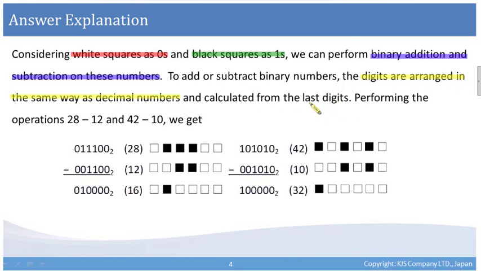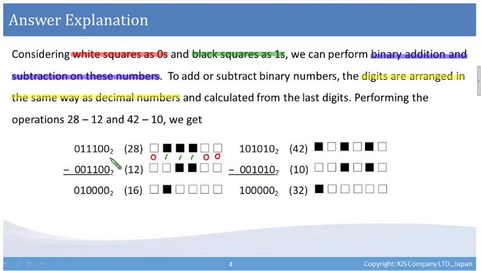So let's perform the operations 28 take away 12 and 42 take away 10. First of all, 28 minus 12. If the white squares are zeros and black squares are ones, 28 can be written with 0 and 1s like this. So 0, 1, 1, 1, 0, 0. Same with 12. 12 can be written like this.